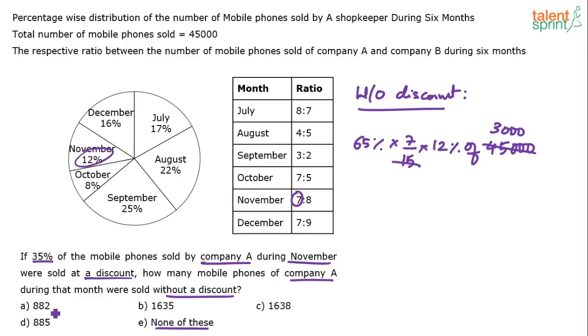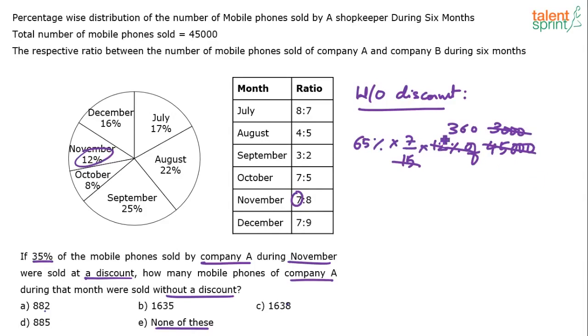At least two options, 2, 5, 8, 5, will get eliminated if you apply the unit digit method. But if you don't want to take a risk, do the full calculation. It doesn't take much time, right? What is 12% of 3000? 10% is 300, 2% is 60, so 360. This becomes 360. What is 65% of 360?